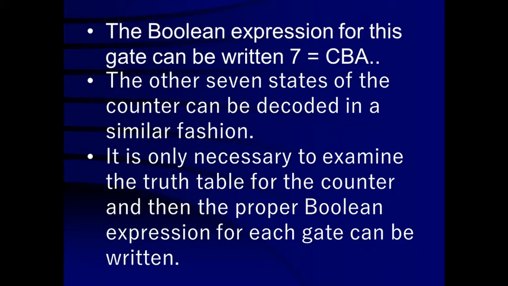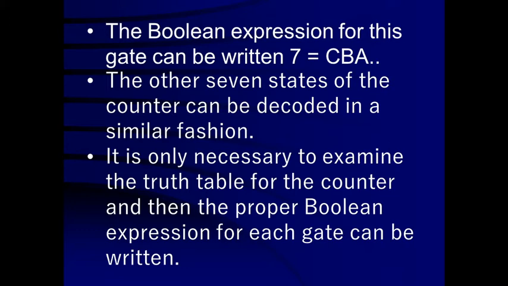The other states of the counter can be decoded in a similar fashion. You have to locate which state you want to decode from the truth table, and corresponding to that state, you have to find the Boolean expression, and connect that combination to the inputs of the AND gate, such that when that particular state of the counter is there, then that state is decoded.